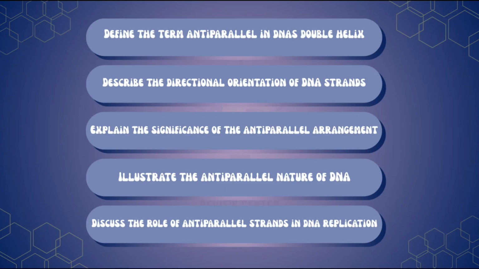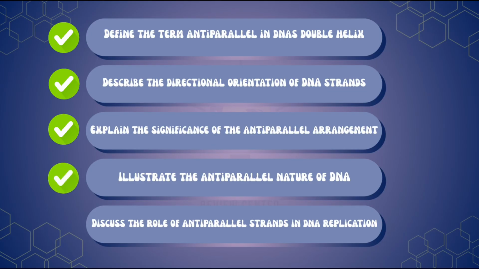By the end of this lesson, students will be able to define the term antiparallel in the context of DNA's double helix structure, describe the directional orientation of DNA strands as 5' to 3' and 3' to 5', explain the significance of the antiparallel arrangement in base pairing and DNA stability, illustrate the antiparallel nature of DNA using diagrams or models, and discuss the role of antiparallel strands in the process of DNA replication.